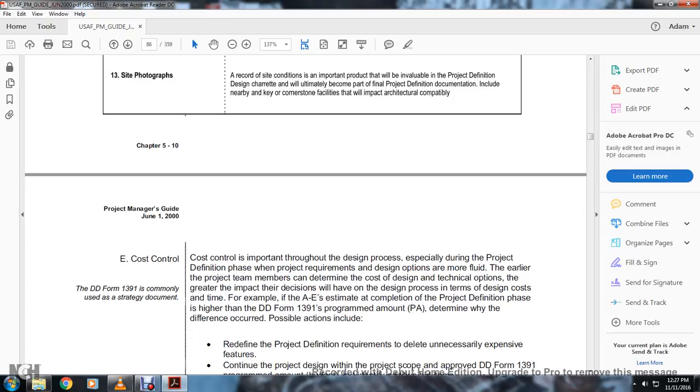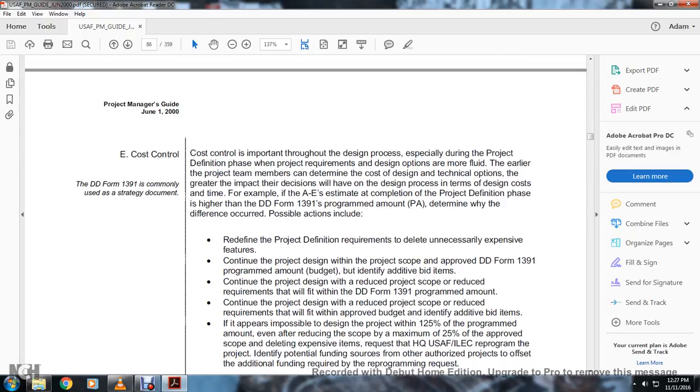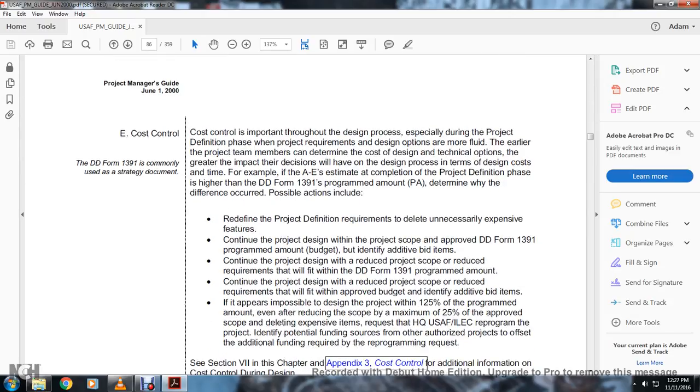The Department of Defense Form 1391 project amount and the determined amount of the difference in the occurred possible inclusions. The Department of Defense Form 1391 commonly used the strategy documentation redefine the project definition requirement to delete unnecessary expensive features to continue the project design without the project scope of the approved Department of Defense 1391 programmed amount budget. Identify the additive bids to continue the project design with the reduced project scope of the reduced requirements that will fit with the Department of Defense Form 1391 project amount.